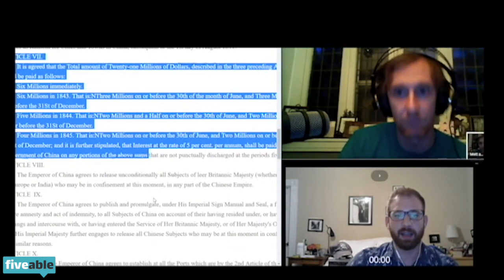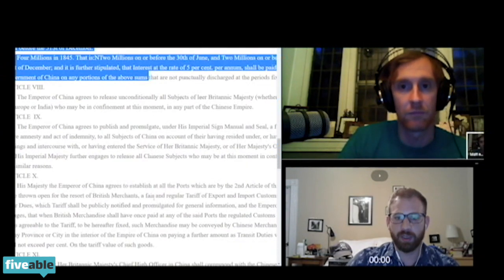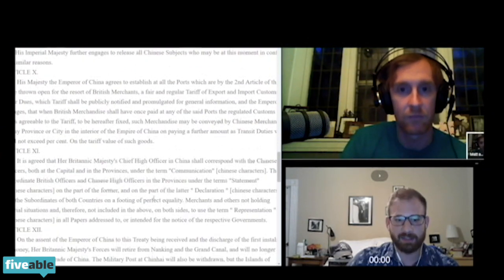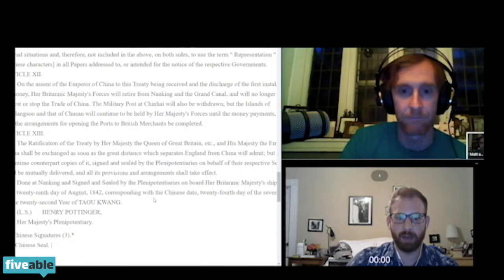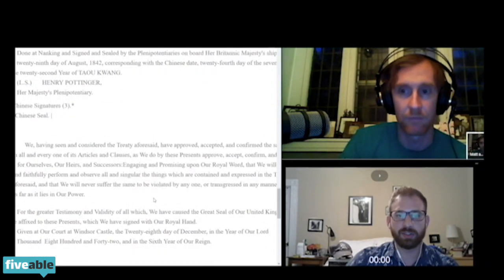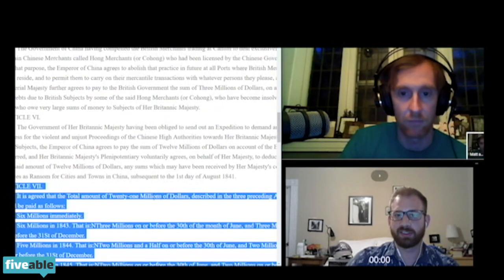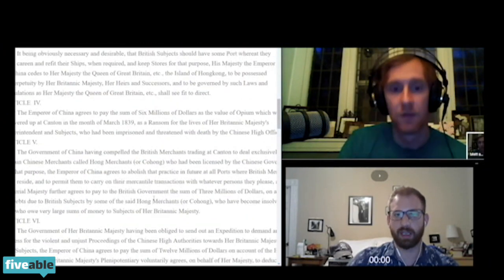That China has to pay tons of money, really do some deference, pay taxes, and hand over these treaty ports, open up trade. It's all one-sided, right? Hence, unequal treaty.